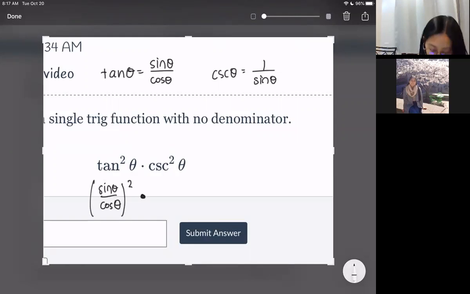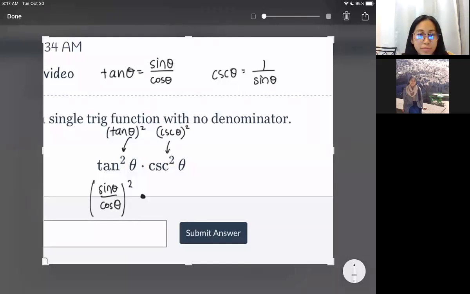Oh, and I'm not sure if you saw this last year, but if you see the squared happening here, it means the tangent is being squared. So literally, tangent squared theta means tangent theta being squared, okay? Even though the squared appears inside the tangent, it just means that tangent is being squared. And this one would mean that cosecant theta is being squared. Why do they write it there? I'm not quite sure, but now you know.